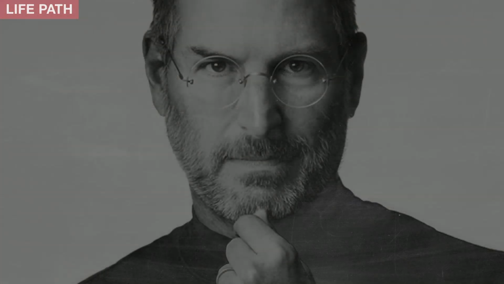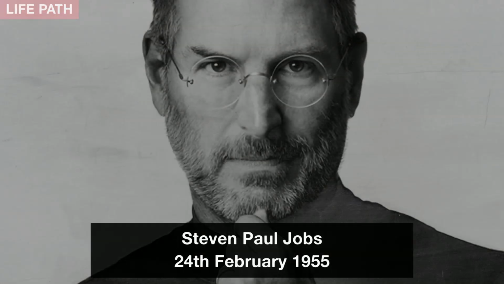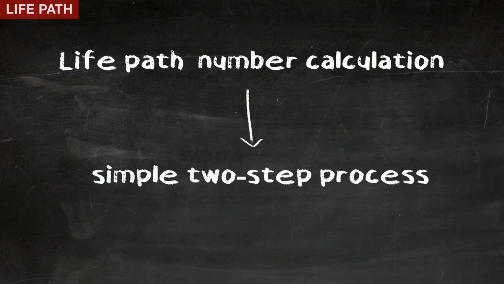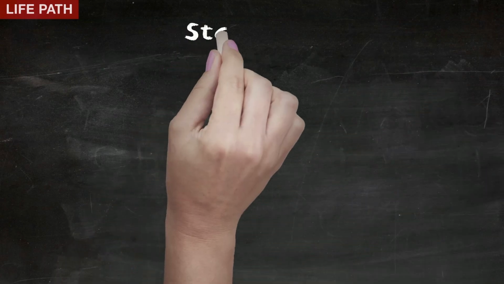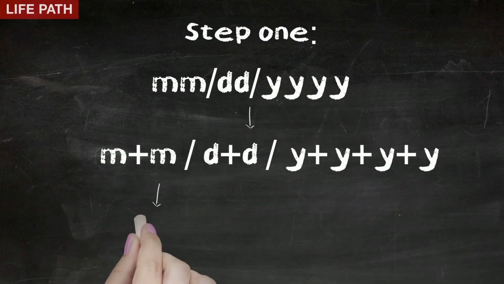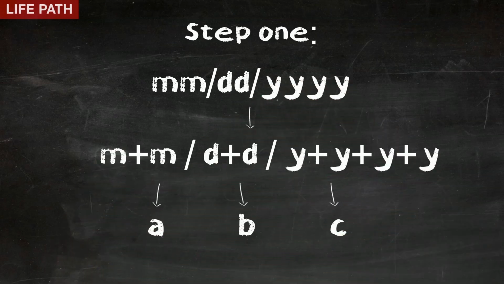Let's start with the life path number, and for this video series, we will be using the example of Steve Jobs. Stephen Paul Jobs, the 24th of February 1955. The calculation is a simple 2-step process involving adding up. Step 1. Get the single-digit number for each birth date factor, i.e. the day, month, and year, by adding together all numbers in each factor separately until the result is a single-digit number. And so you end up with 3 single-digit numbers.